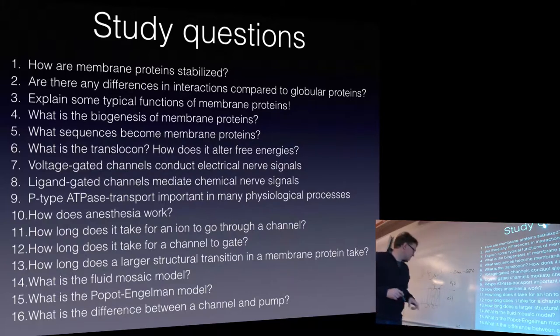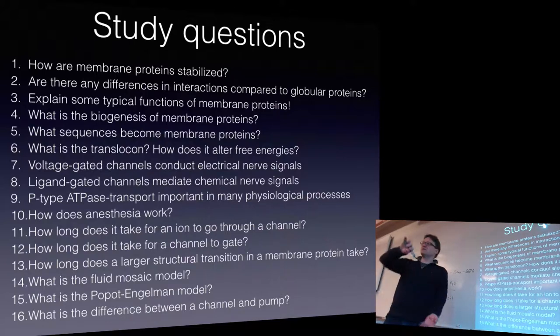Or imagine if you had a very long loop here, you could imagine that you might insert helix 2 in the wrong way first and then have it turn around in a membrane. Can you imagine how expensive it would be to have an entire membrane protein turn around in a membrane? Is that going to happen?